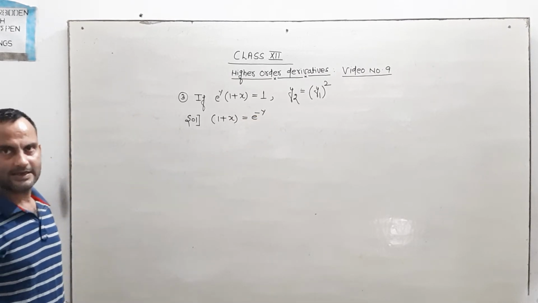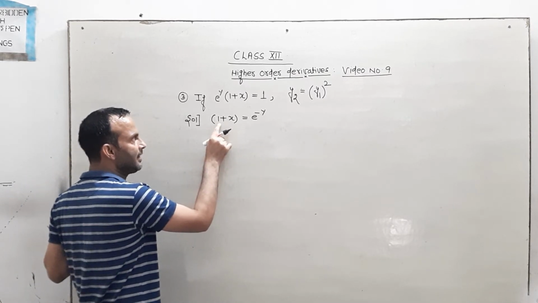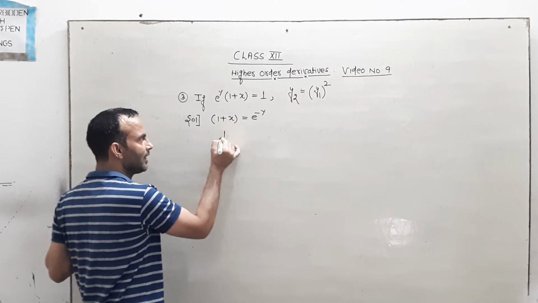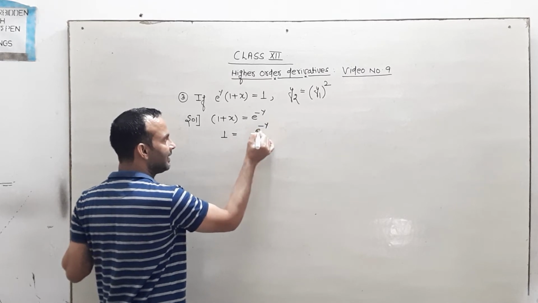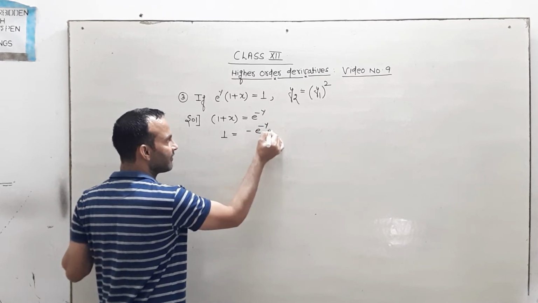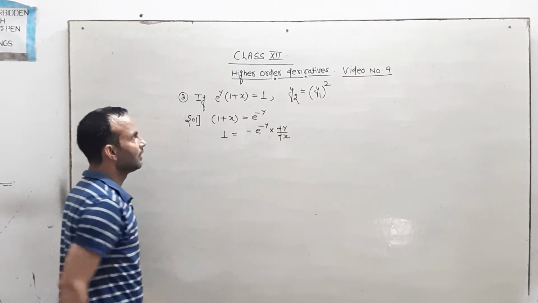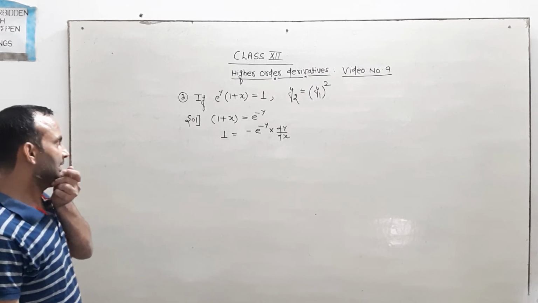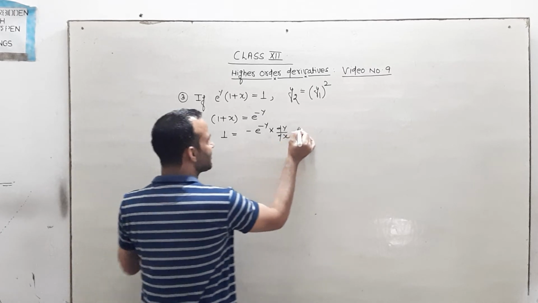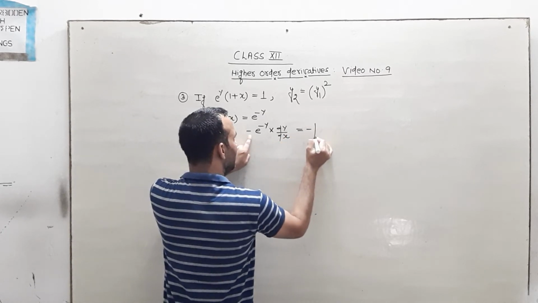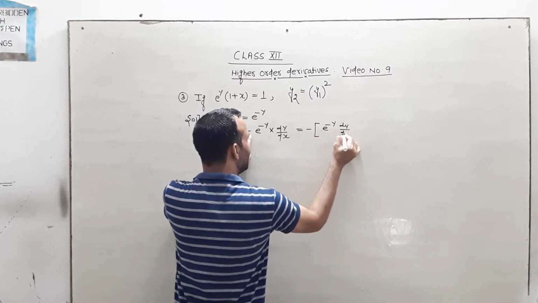Now differentiating both sides with respect to x, the differential of 1 is 0, the differential of x is 1, that's why 1. Differential of e raised to the power minus y is e raised to the power minus y, then the differential of minus y, minus, and the differential of y is dy over dx. Okay. Now we can write this expression, taking common, as minus e raised to the power minus y multiplied with dy over dx.